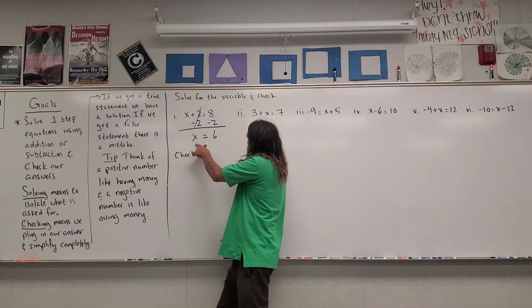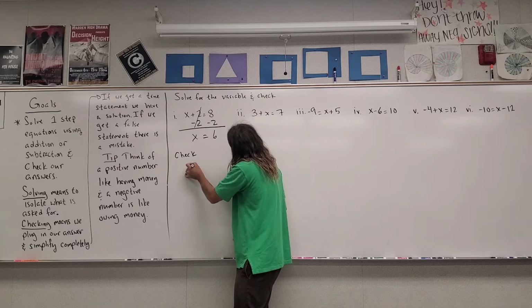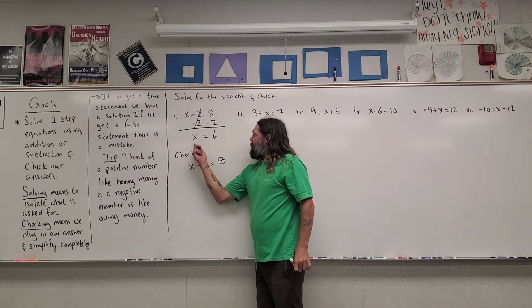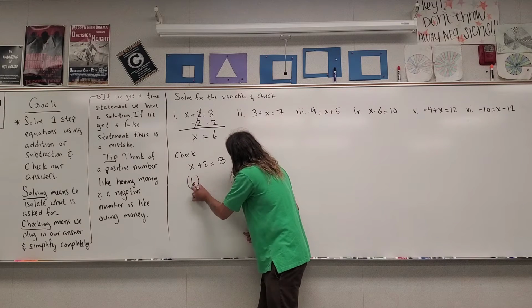Everywhere I have an x in the original equation, I'm going to replace it with a 6. My original equation was x plus 2 equals 8. I'm going to replace the x with a 6. So x now turns into a 6 because they're interchangeable.